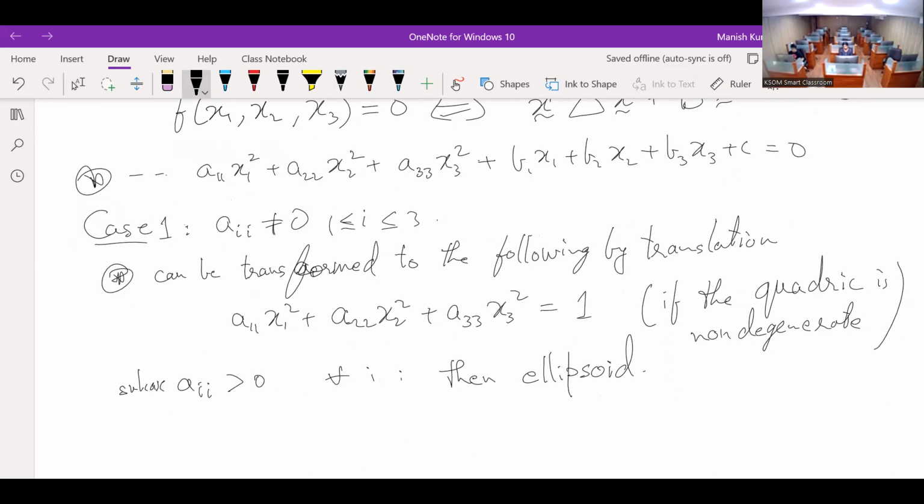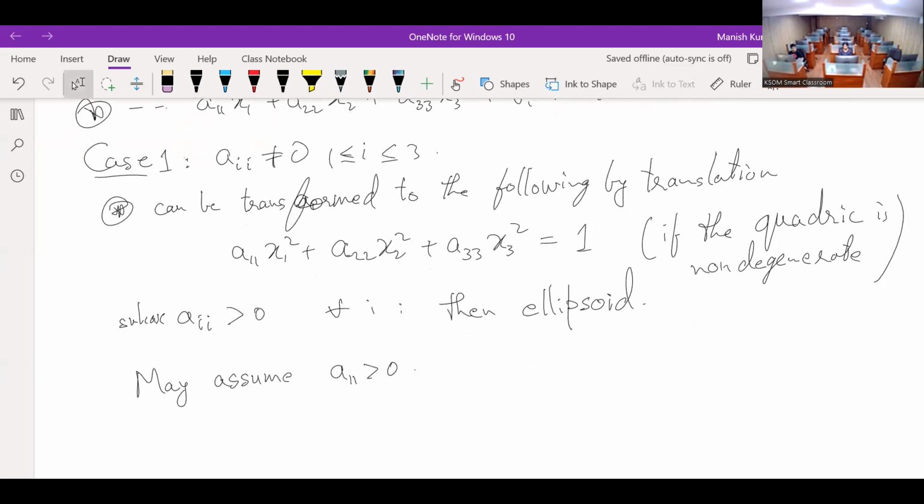If all of them are negative, that case is not possible, right? Because then you get something negative equal to something positive, so there is no solution, which is again degenerate. So we may assume A11 is positive; one of them has to be positive. Let's call this subcase 1 of the situation.